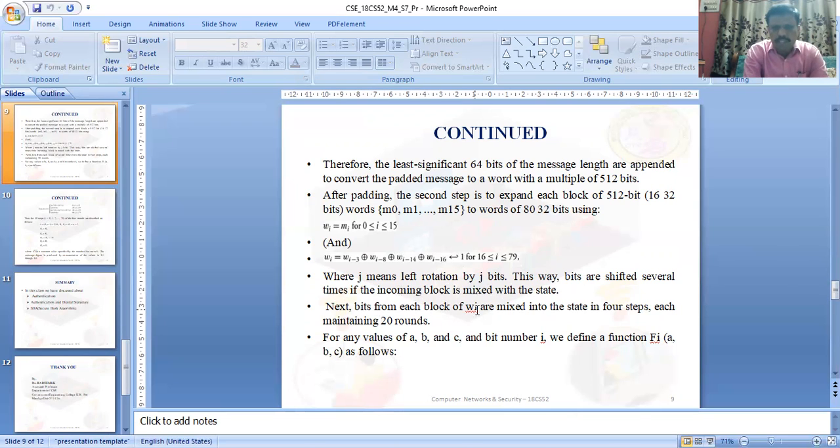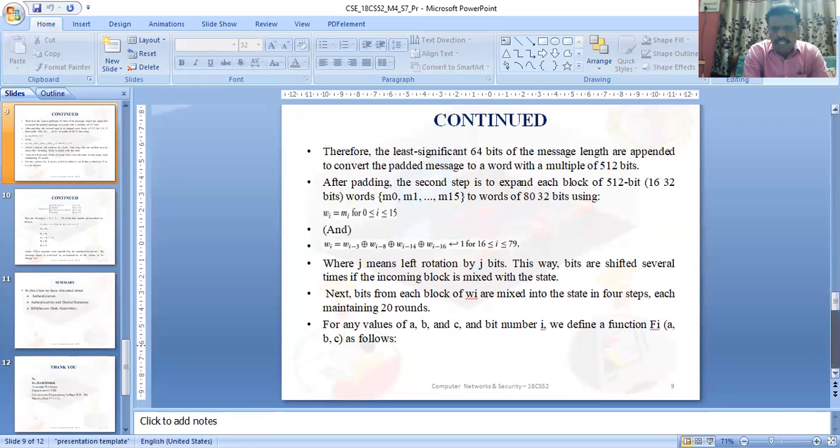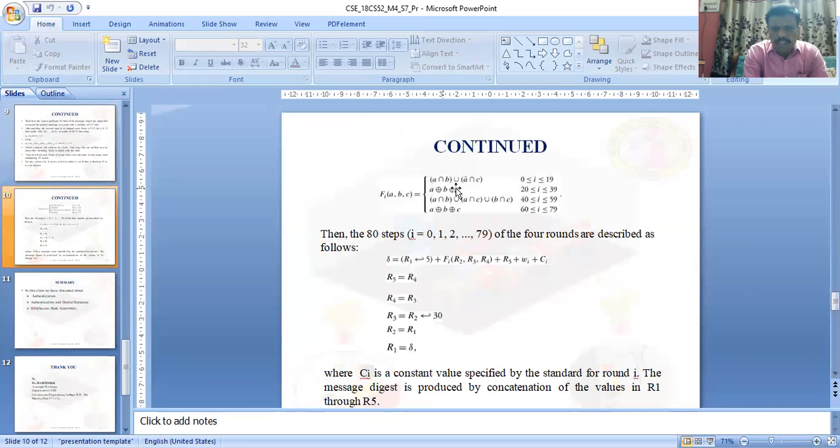Next, the bits of each block are mixed with the state in four steps, maintaining the 20 bytes. For any values of a, b and c, and bit number i, we can define the function f. You can see in the next slide how the function is defined. These functions are defined for the ranges 0 to 19, 20 to 39, 40 to 59 and 60 to 79. These are the 80 steps, from 0 to 79, and four rounds are described here.